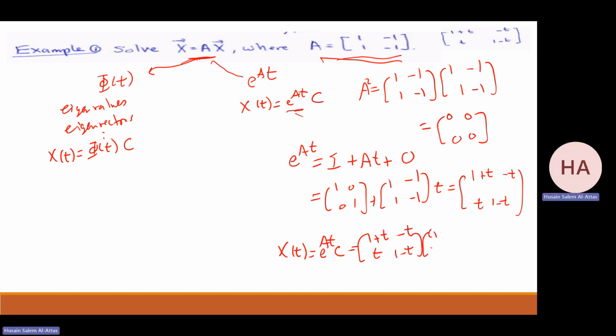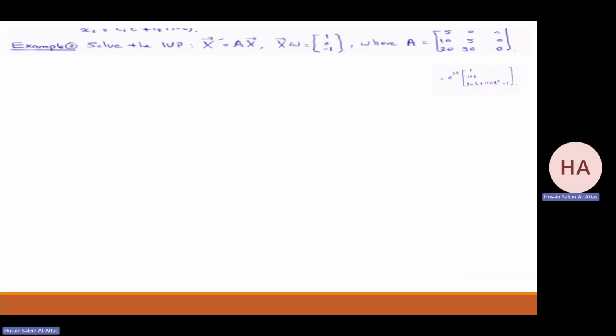So my solution, e to the power At times c, times c1, c2, can be written as c1 times (1 plus t) minus c2 t, and c1 t plus c2 times (1 minus t). That will be the solution. Instead of finding eigenvalues, eigenvectors, and doing all of these calculations, now we find it quickly.